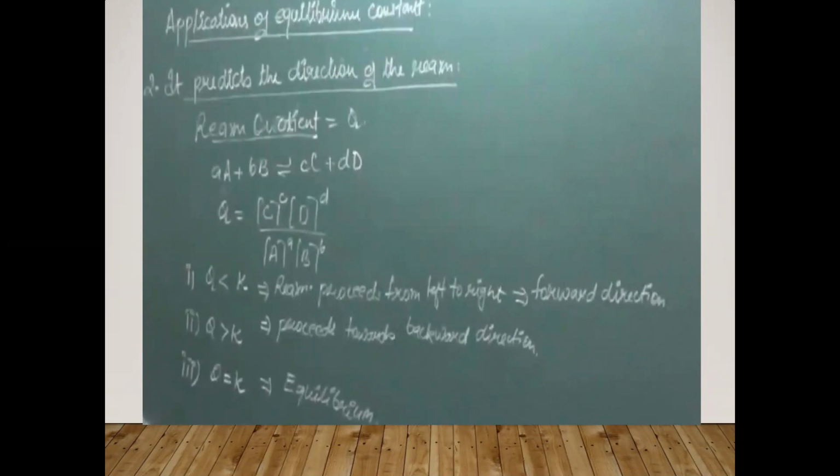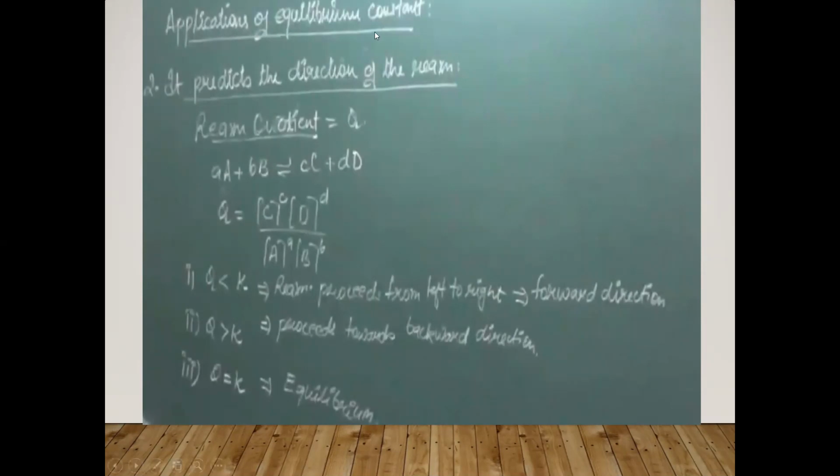How does it predict the direction of the reaction? As I've told you, when we take the ratio of the concentration of products and reactants at equilibrium, that is called the equilibrium constant, and we denote it by K. But if we take the ratio of the concentration of products and reactants at any time during the reaction, that is called the reaction quotient, and we denote it by Q.